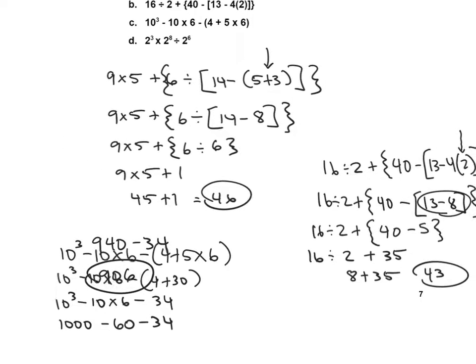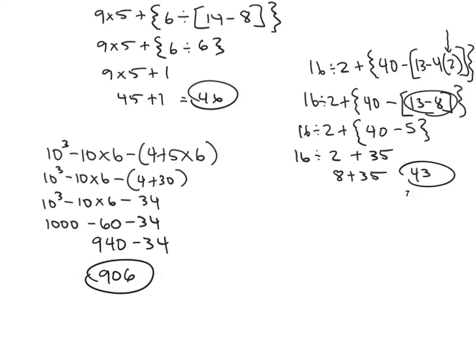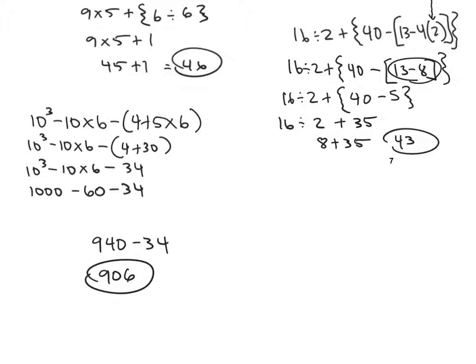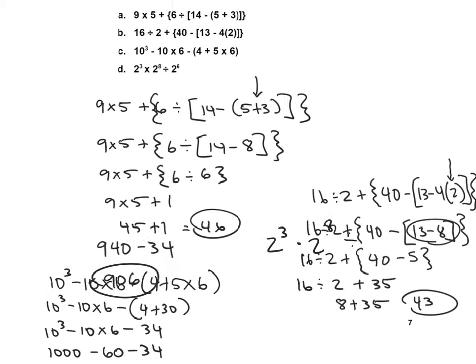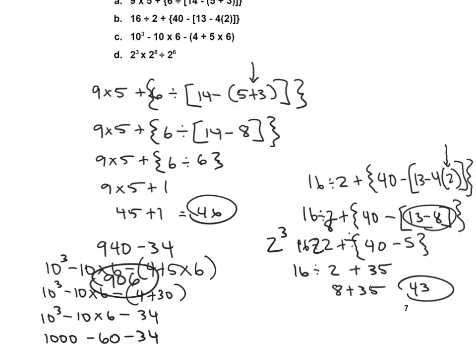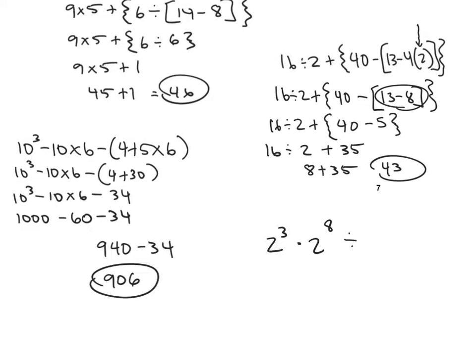Then last we've got 2 to the third times 2 to the 8th, divided by, what was it divided by? Divided by 2 to the 6th.